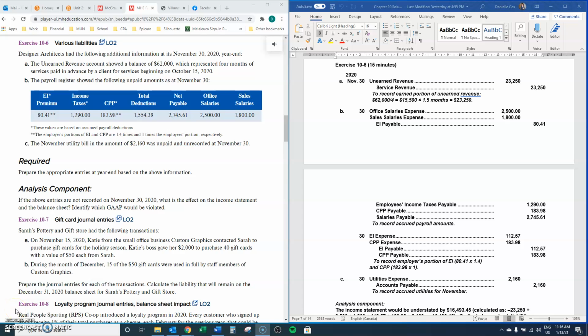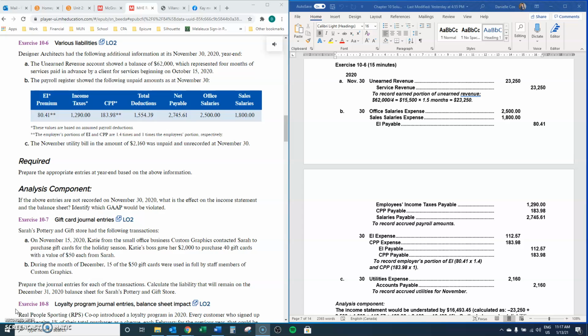Alrighty, let's take a look at exercise 10-6. The architect company had the following additional information at November 30th, 2020, which was its year end. The unearned revenue account showed a balance of $62,000, which represented 4 months of services paid in advance by a client for services beginning on October 15th, 2020.